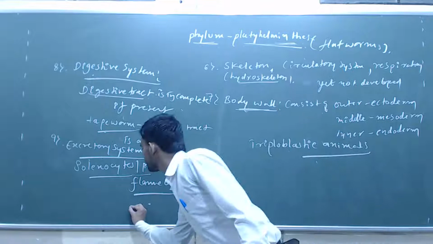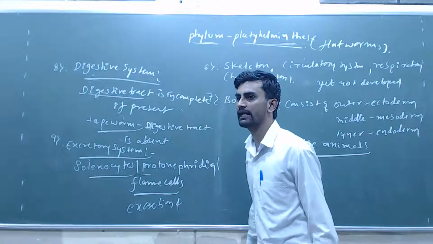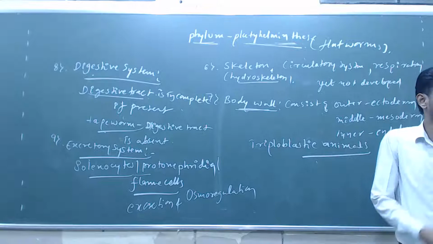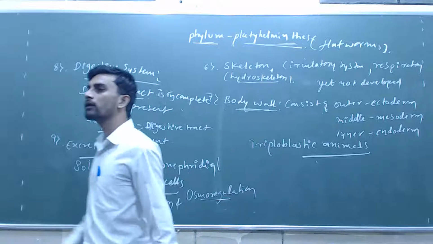They undergo removal of excretory products, called excretion, and osmoregulation. Osmo means what? Osmosis means water balance. Water movement we call osmosis. So this is maintaining water and salt balance in the body. Are you getting my point?